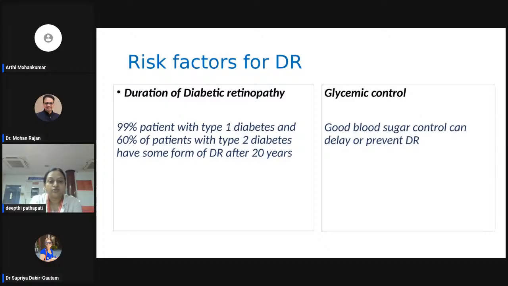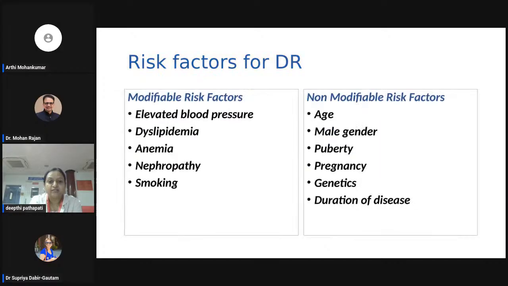The risk factors: the duration of diabetes is a very important risk factor, where 99% of patients with type 1 diabetes and 60% of patients with type 2 diabetes have some form of diabetic retinopathy after 20 years. Glycemic control, good blood sugar control, can delay or prevent diabetic retinopathy. Modifiable risk factors are hypertension, dyslipidemia, anemia, nephropathy, and smoking, whereas non modifiable risk factors include age, male gender, puberty, pregnancy, genetics, and duration of disease.